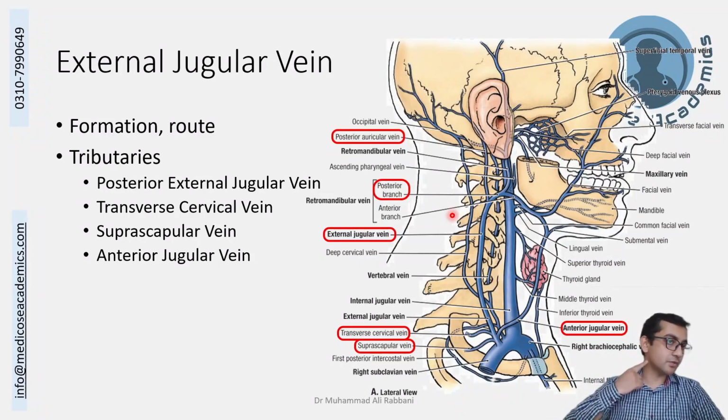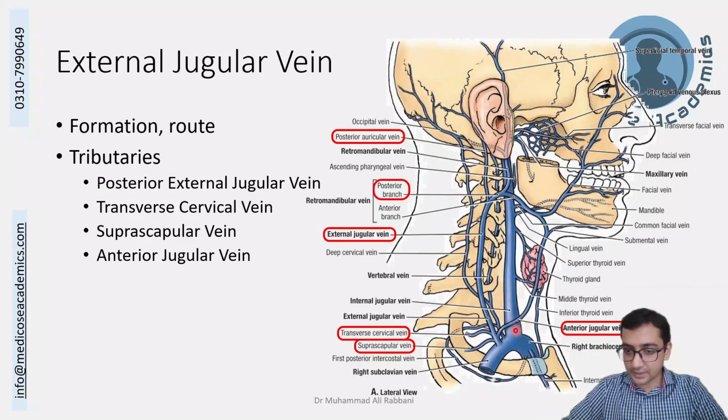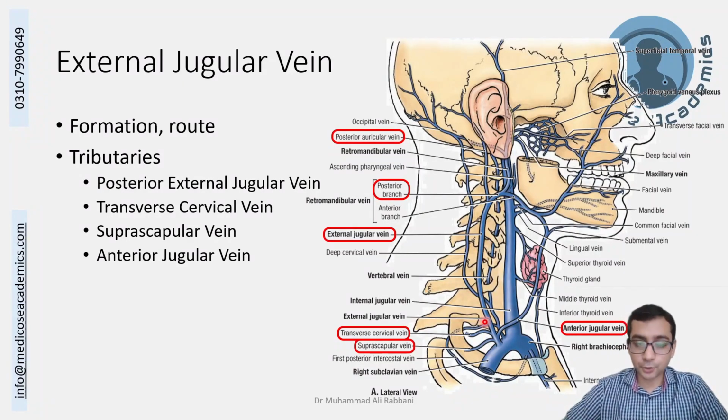It crosses from the anterior margin of the sternocleidomastoid to the posterior margin of the sternocleidomastoid, and just on the back aspect of the sternocleidomastoid, it winds around it and dips to join the internal jugular vein. Sometimes it may join the subclavian vein also as shown in this particular picture, but usually it joins the internal jugular vein and is coming down.